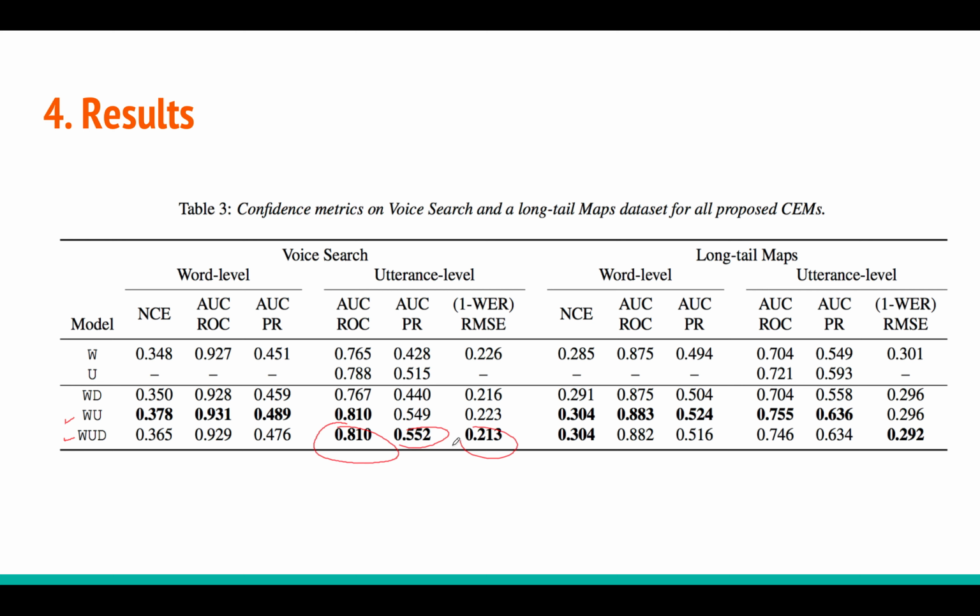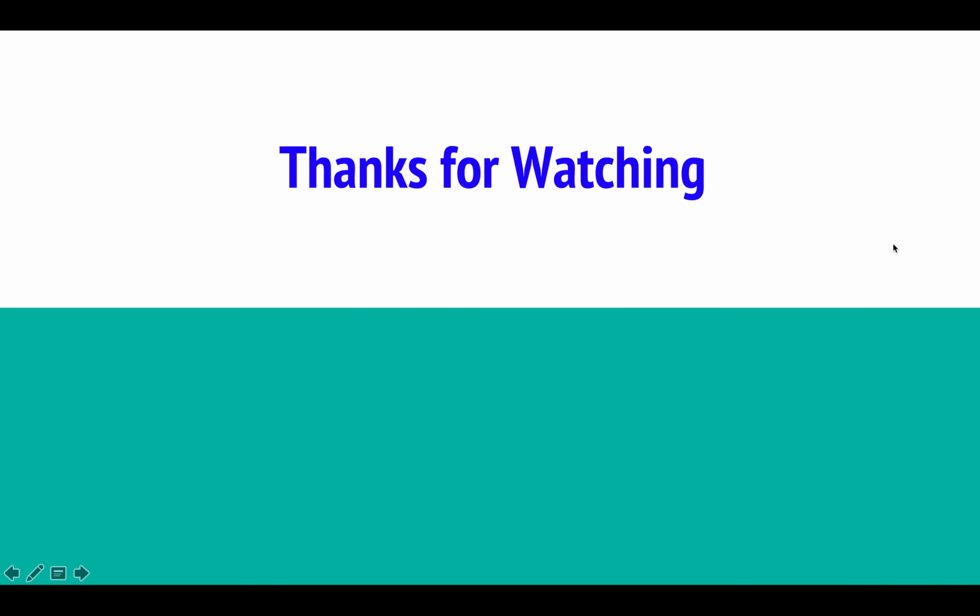AUC and WER, right? And for word level, it's enough to have only the word level loss and the utterance level loss. So the deletion loss is actually helping improve the utterance level confidence accuracies, and for word level confidence, the deletion loss alone is not so useful. The same thing holds for the voice search test, and this is for the long tail maps. And that's all for this tutorial.